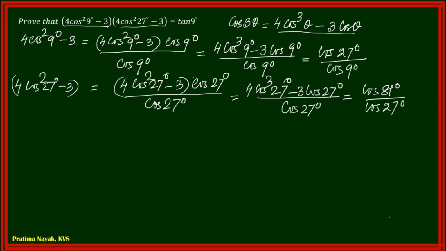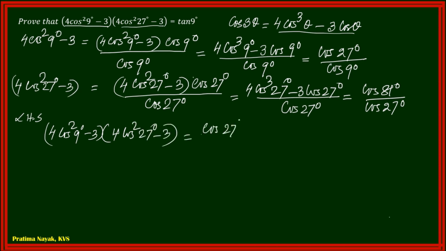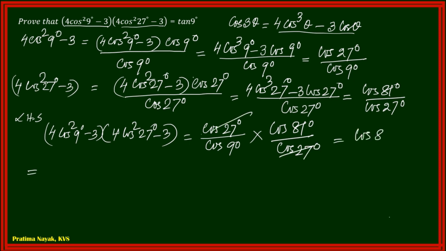So I'll multiply the two expressions, because LHS is equal to 4 cos square 9 degree minus 3, whole into 4 cos square 27 degree minus 3. The ultimate simplified result I got: cos 27 degree over cos 9 degree multiplied by cos 81 degree over cos 27 degree. Cos 27 cancelled. Now this will be cos 81 degree over cos 9 degree.